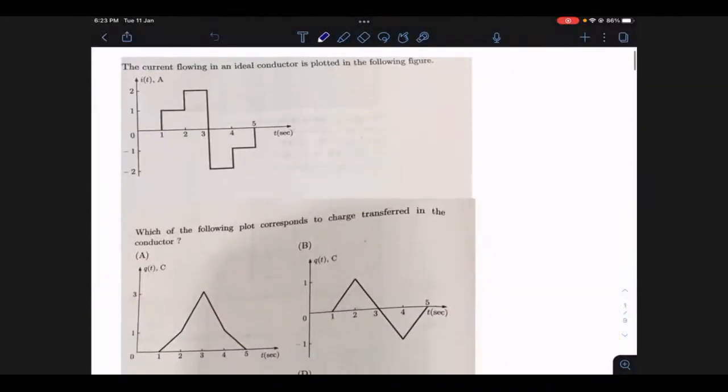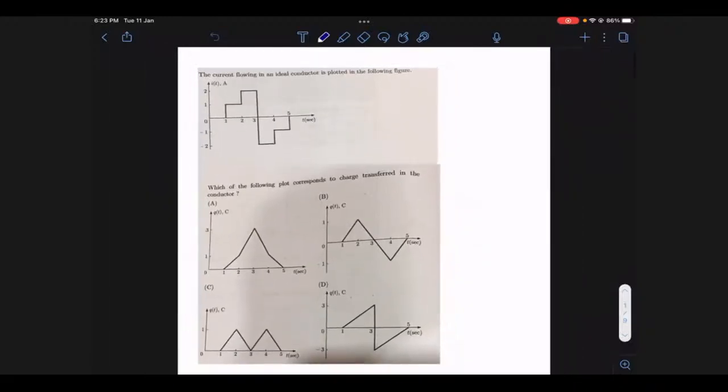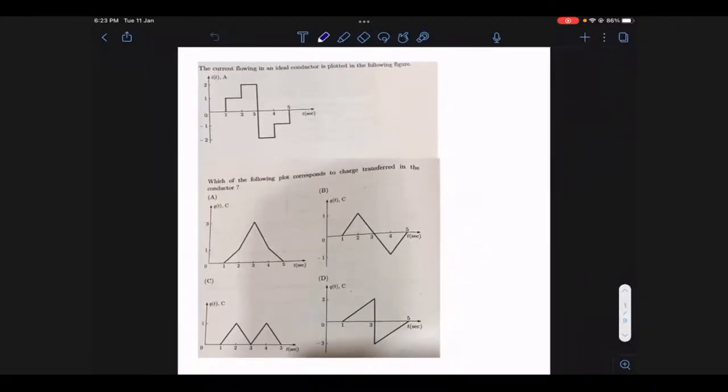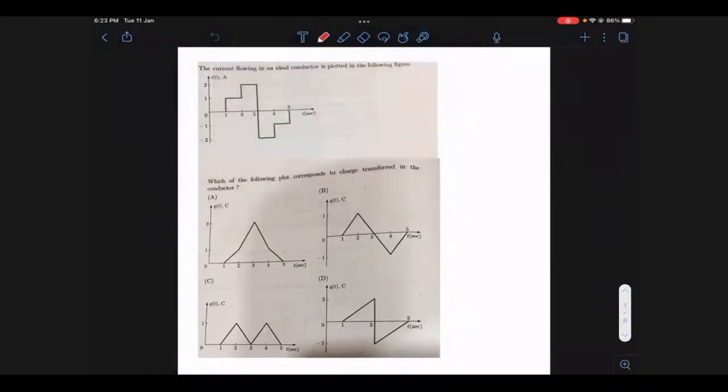This is the question I have taken here. The current flowing in an ideal conductor is plotted in the figure. The i(t) expression is given here. Which of the following plots corresponds to the charge transferred to the conductor? Basically, the current information is given and they are asking you to find the charge information.